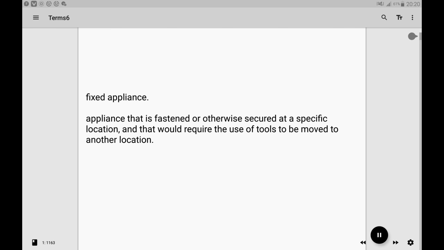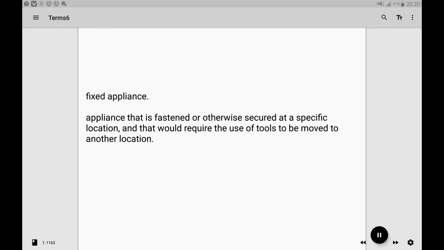Fixed appliance. Appliance that is fastened or otherwise secured at a specific location, and that would require the use of tools to be moved to another location.